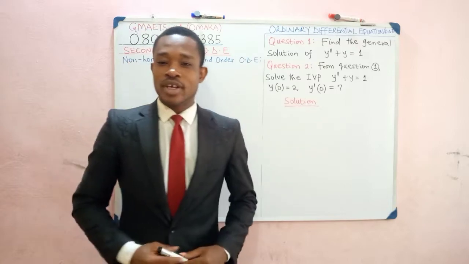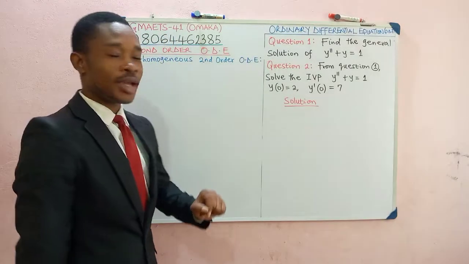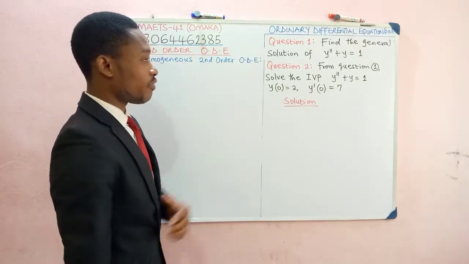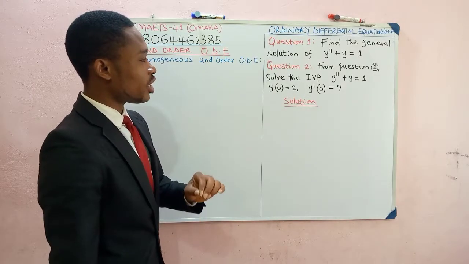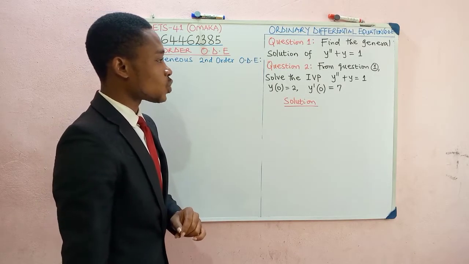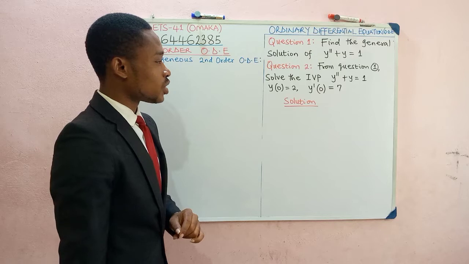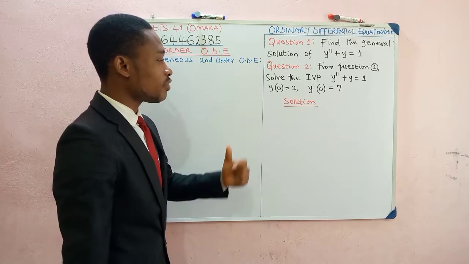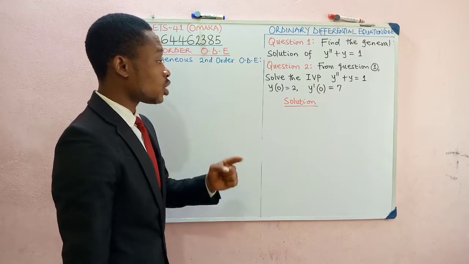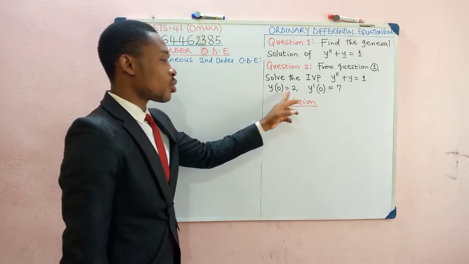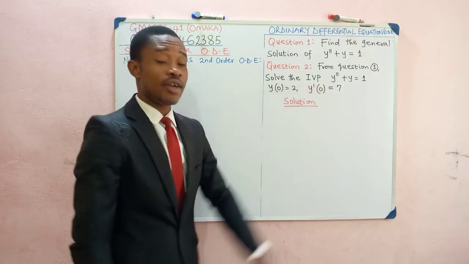In this video, we have these two questions on the board. The second is linked to the first. The first question: find the general solution of y'' + y = 1. Then question 2, from question 1, solve the IVP y'' + y = 1, y(0) = 2, y'(0) = 7.